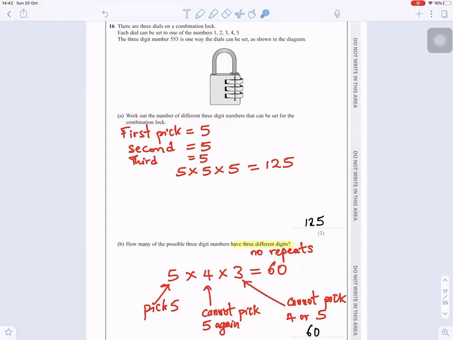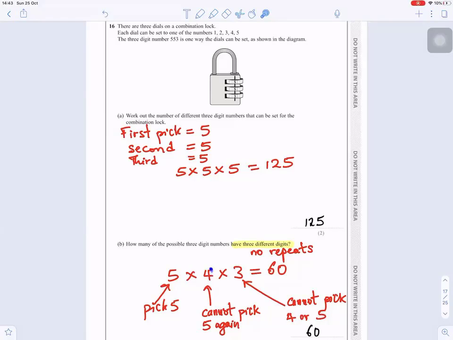And for part B, how many of the possible 3-digit numbers have 3 different digits? 3 different digits. So the first time, if you pick a 5, you are not allowed to pick it again because you want to pick a different digit. So you only have 4 numbers to pick from, because you cannot pick 5 again. So you're only picking from 4 numbers, 1 to 4.